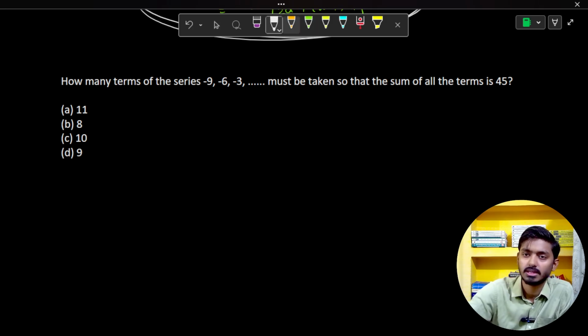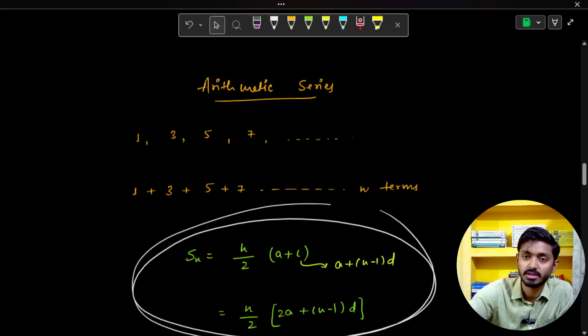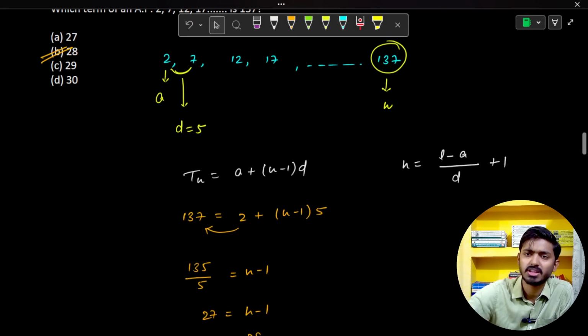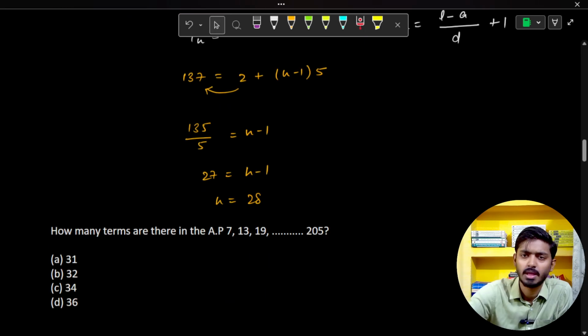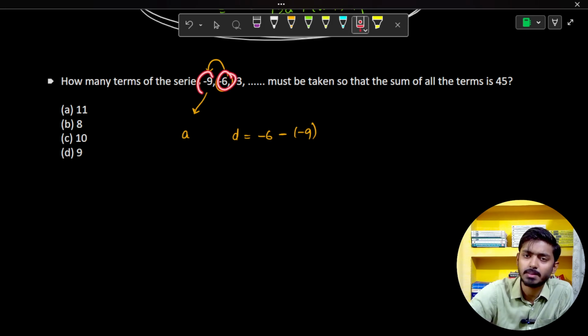You are given a series. Obviously, minus 9 would be our first term, that is A. How do we find D? We take any term and subtract the preceding term, that is minus 6 minus minus 9. Again, this could be confusing at times because in the previous question you were given 2, 7, 12, 17, and you just said, okay, there is a difference of 5, very simple. But when it is given in negative, you need to remember the concept. You take any term and subtract the preceding term from it, like this. You get minus 6 plus 9, that is 3.